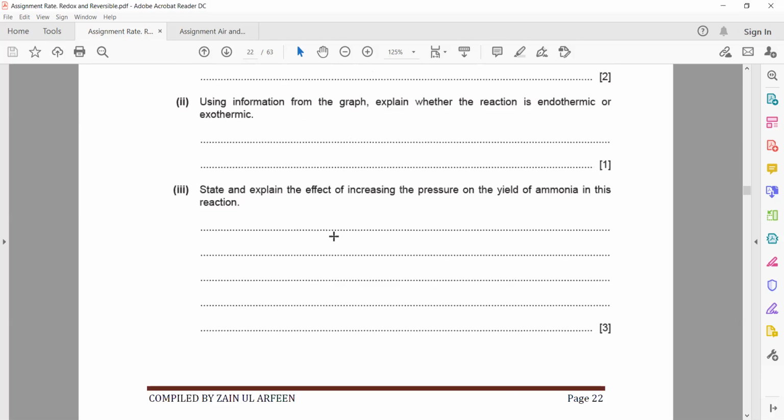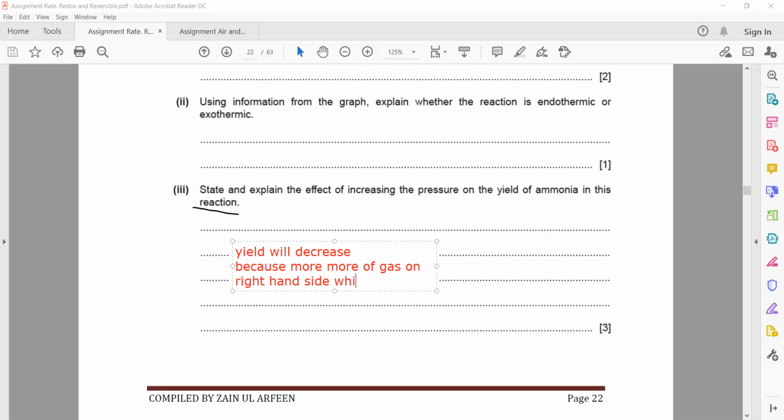So it is worth 3 marks, and for the distribution of the marks, you will mention the yield will decrease because there are more moles of gas on the right-hand side. So an increase in pressure shifts the equilibrium towards the left, the side of fewer moles.